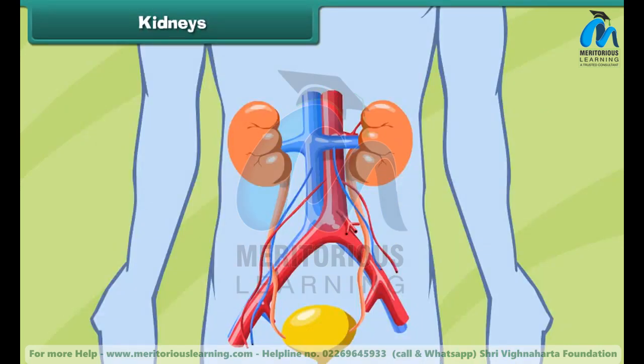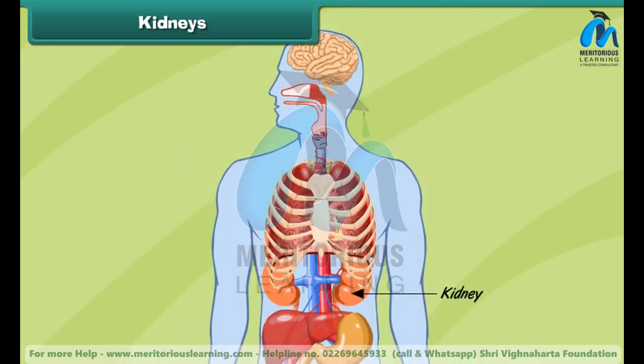Kidneys. The kidneys are organs that keep our blood free from unwanted substances called wastes. Our body has a pair of kidneys located just below the rib cage, one on either side of the body. The kidneys remove wastes from the blood and various body parts and thus keep us healthy.